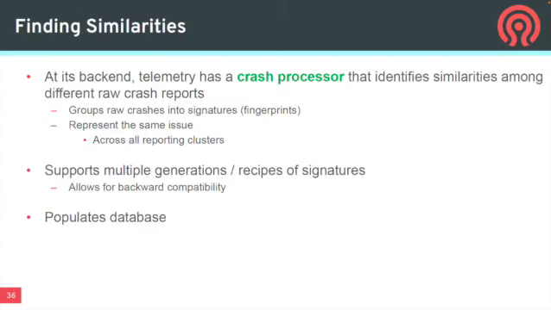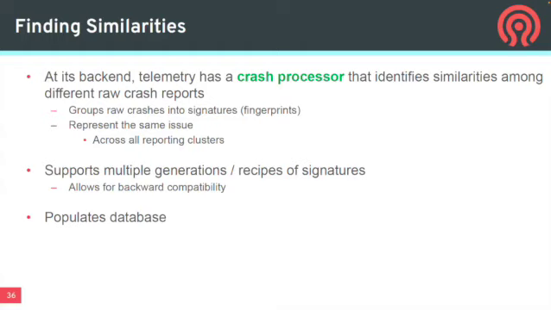So having raw data is nice for the crash channel, but we need to get it in order. So at our back end, we have a crash processor that identifies the similarities among the different raw crashes. So it can group the raw crashes into signatures, and we can understand whether two raw reports that are coming from two different clusters basically represent the same issue.